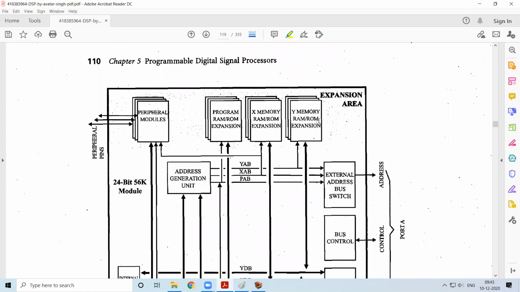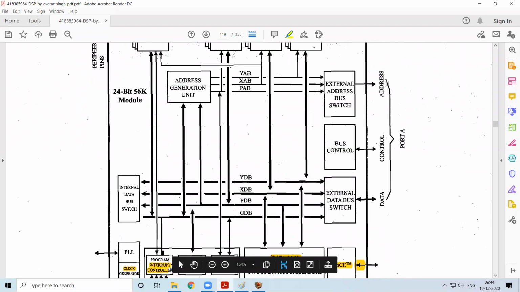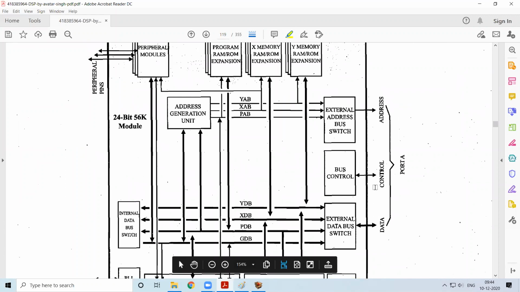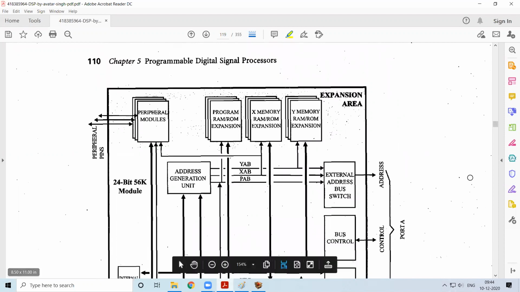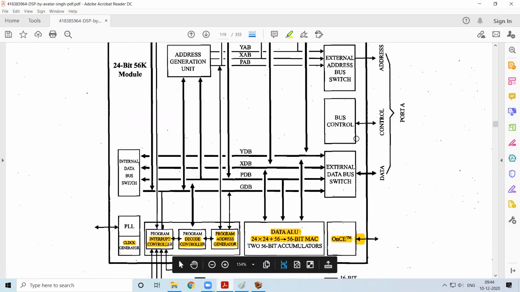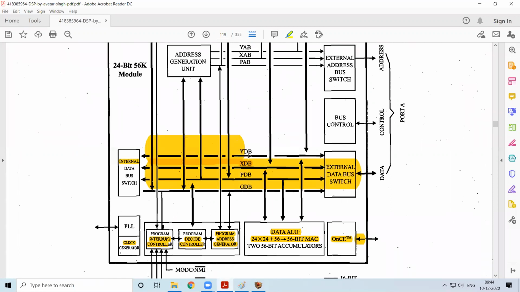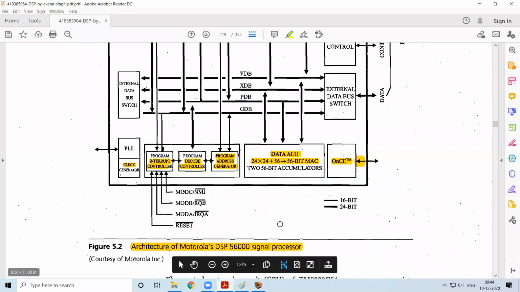You have X memory, Y memory, program, peripherals, so address generation unit. So those all things are present. Then you can see that you have ports which are provided for communication with the external peripherals. So these are just a few things which are displayed over here. Again, apart from this, you can see that you have the buses. There are four buses which are present over here. So this is just a representation of your DSP 56,000 signal processor.